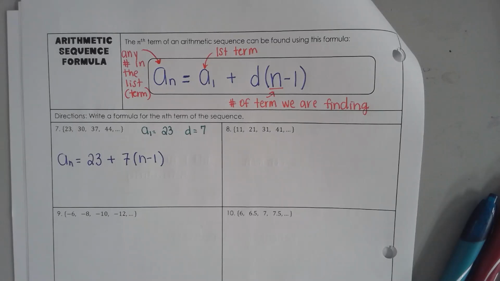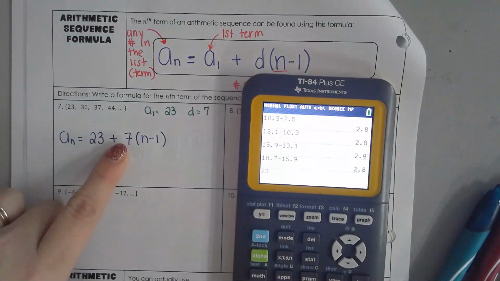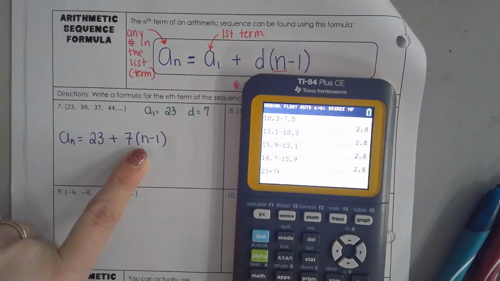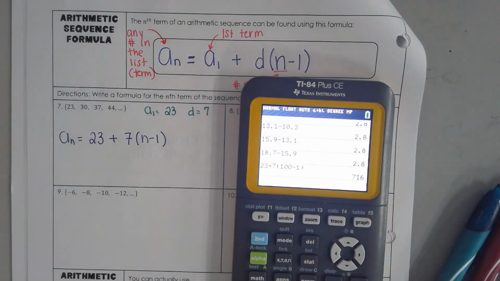So now if I say, okay, find the 100th term, you're not going to want to have to add 7 ninety-nine more times. So you would say, okay, 23 plus 7 times, and if you were finding the 100th term, you fill in 100 there. That 100th number down the list is going to be 716. If you did plus 7, plus 7, plus 7, a whole bunch of times, you'd eventually get that, but the formula makes it faster.